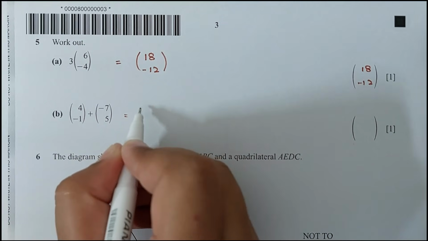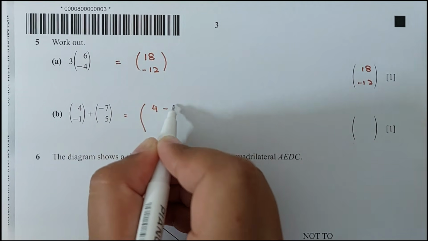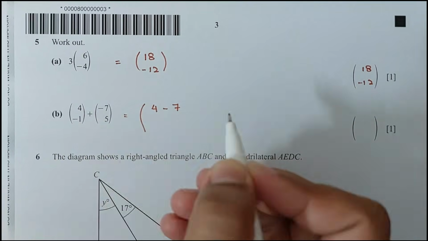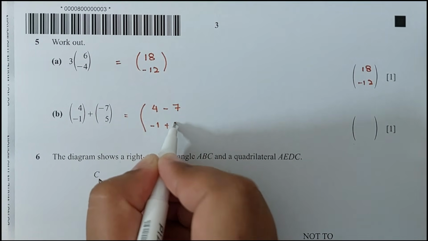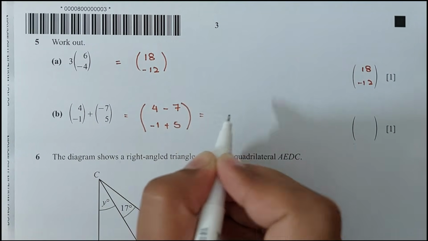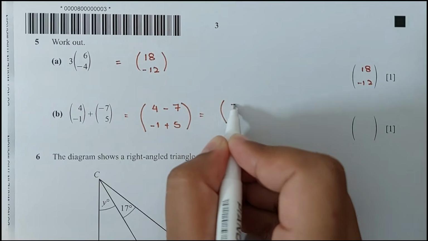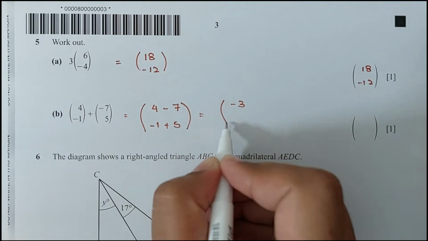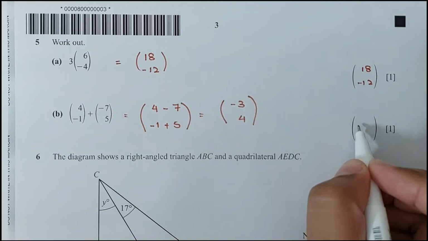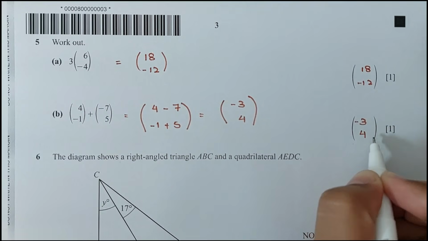Okay, so we have to add them up. So this would be 4 minus 7 because plus minus is minus, and minus 1 plus 5. So from 4 take away 7, it's -3, and from 5 take away 1 is 4. So -3 and 4 is the simplified answer.